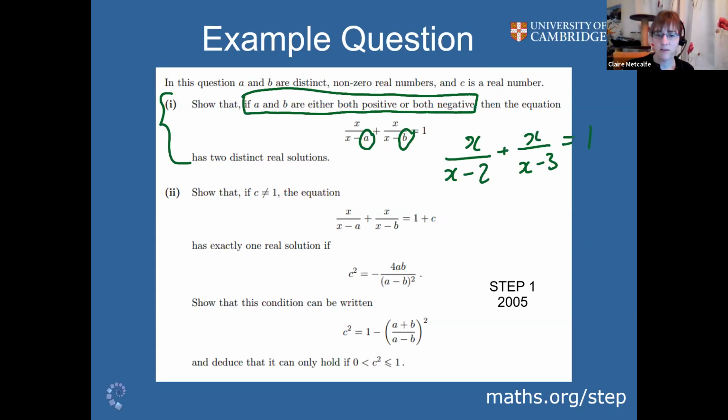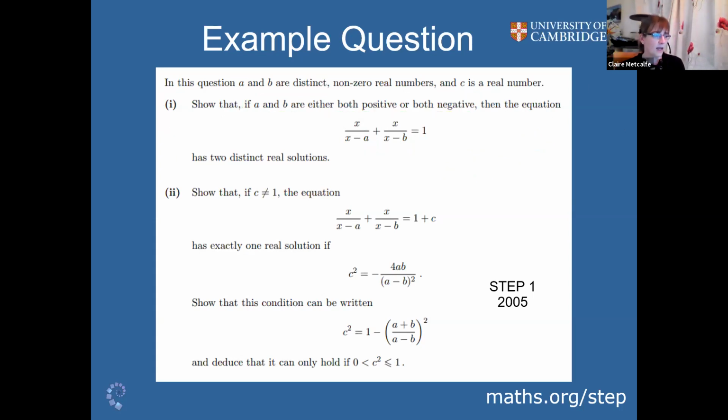I'm just going to try and get rid of the annotations. The question goes on. So a lot of STEP questions, you have a first bit which is relatively easier, and then hopefully that should help you get to grips with the second part. The second part, we've got exactly one real solution. So if people have said looking at the discriminant is a good idea. This STEP question is also quite steppy because if you look at your quadratic equation, it doesn't have the form.